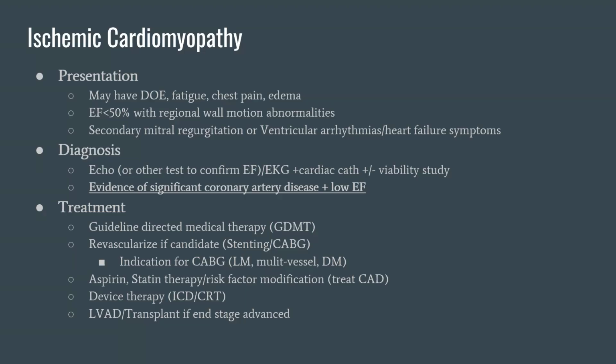So left main, multi-vessel disease. Usually if there's 2 or more significant vessels that are usually over 70% blocked, you'll do a CABG. And diabetics. They have an extremely high rate of restenosis if you stent them. So for someone with significant coronary artery disease who is diabetic, they usually go for CABG, not stenting. We're going to treat their coronary artery disease with aspirin, statin, risk factor modification. And then for ejection fractions less than 35%, what's that?